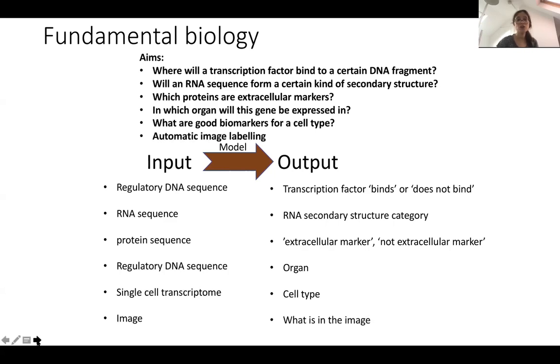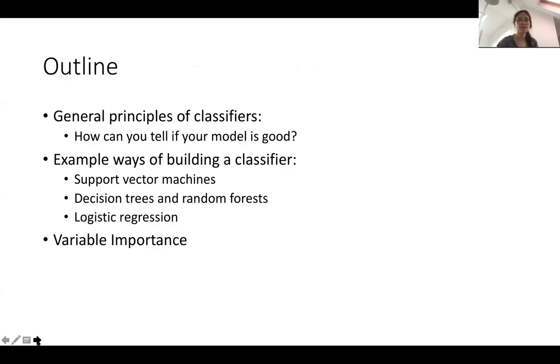We could also use classifiers as a tool for doing things like automatic image labeling. So for example, we might want to input an image and as an output have what's in the image. And this could be helpful for things like automatic labeling of microscopy images. Today, we're going to talk about general principles of classifiers and ways of building specific classifiers, such as support vector machines, random forest, and logistic regression. Finally, we'll briefly talk about variable importance.